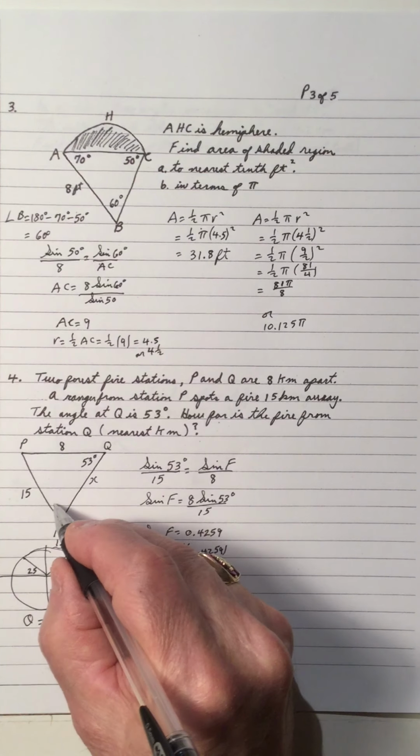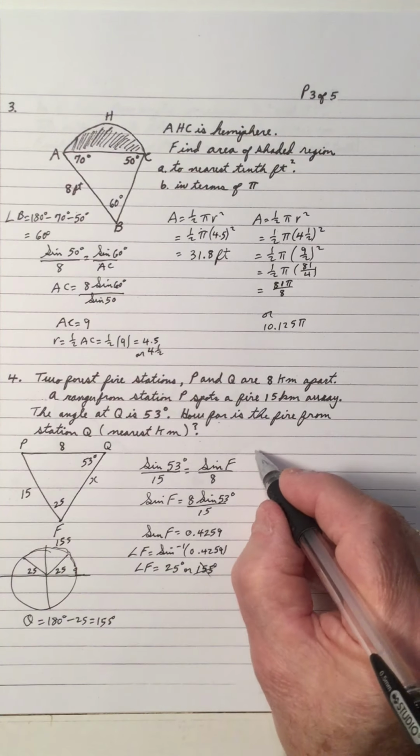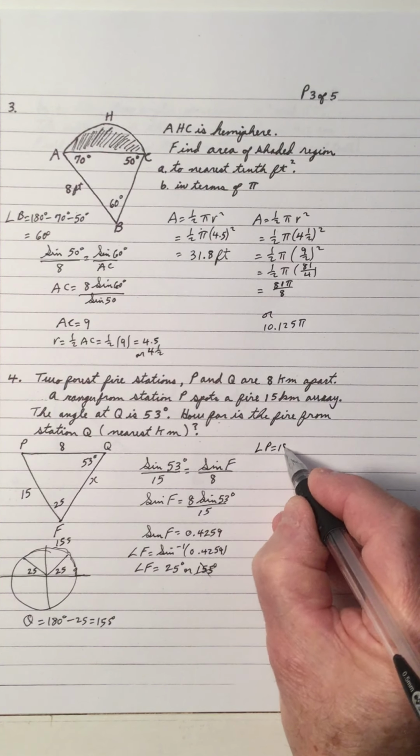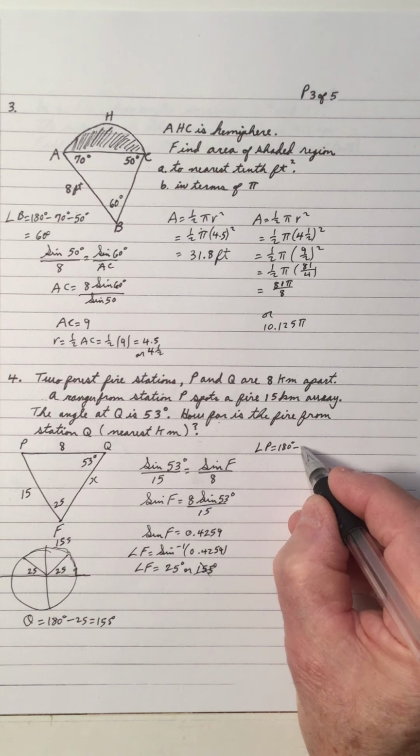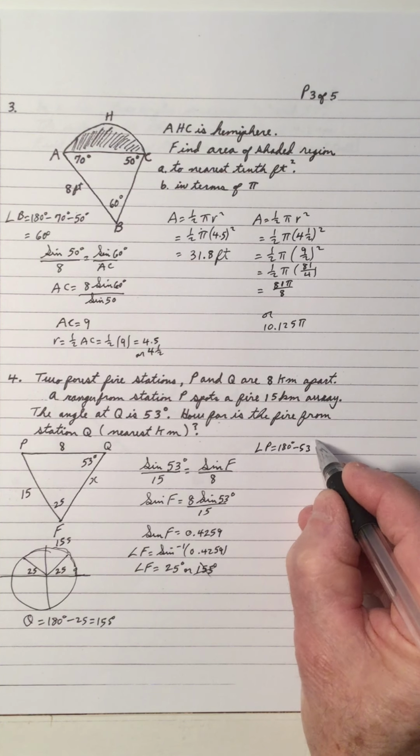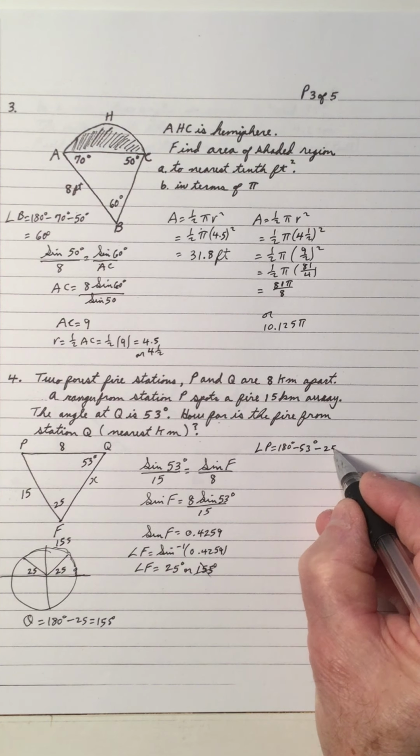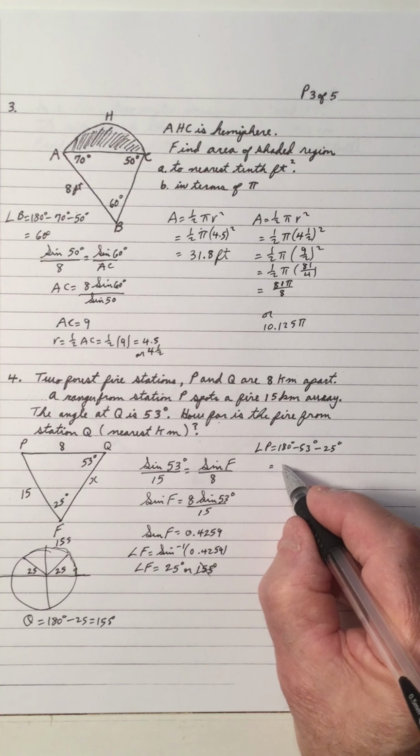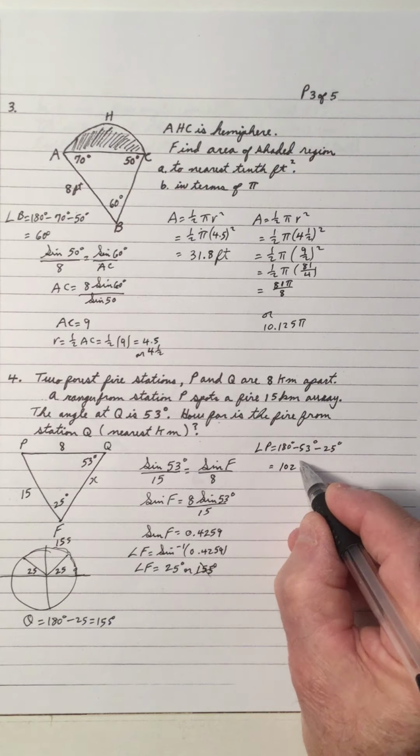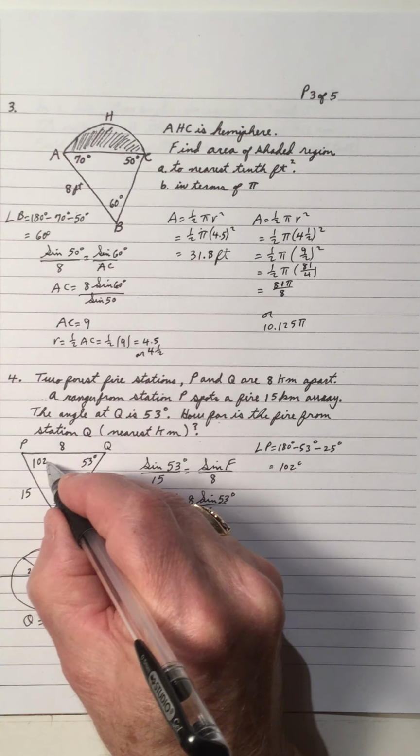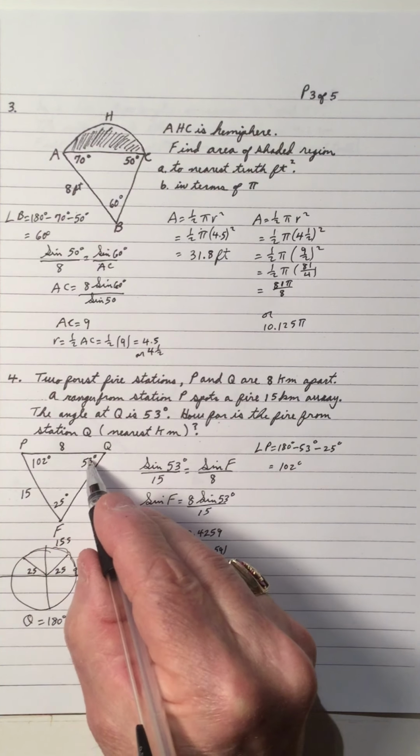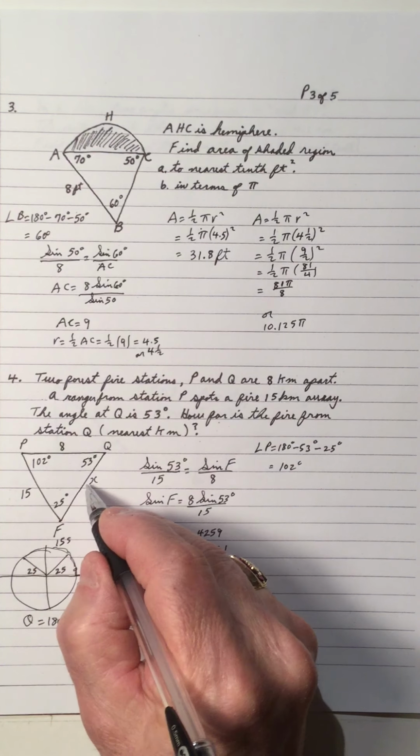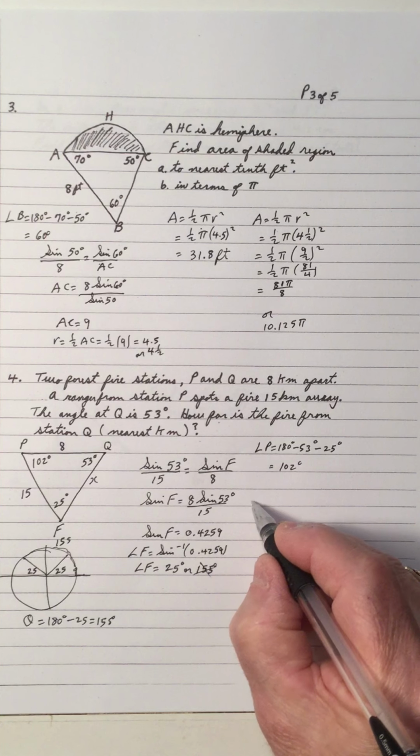So F is 25. That means that angle P is 180 minus 53 minus 25 degrees, and that angle comes out to be 102. Now we have an angle on an opposite side. Here we've got an angle but no side, so I'm going to do the sine law on that.